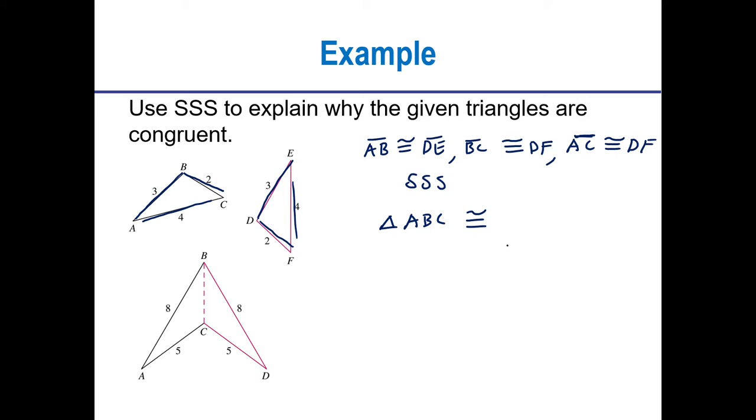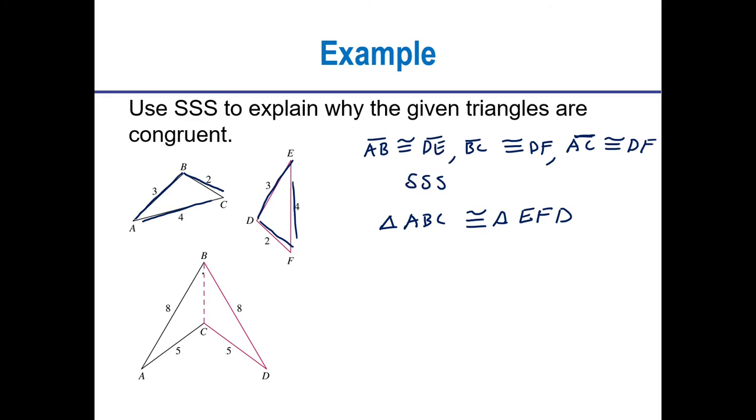Now, I need to make sure it's in the correct order. So angle A is opposite of 2, angle B is opposite 4, and angle C is opposite 3. So we'll have to write this triangle in the correct order. Triangle E, because that's opposite of 2, then F, then D. So triangle ABC is congruent to triangle EFD.